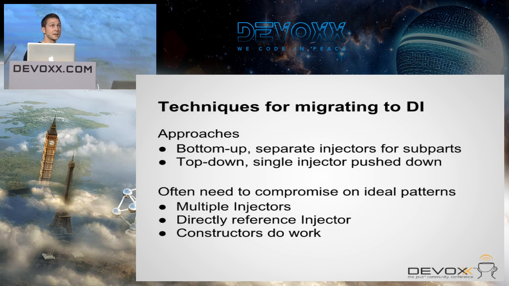Oftentimes, when you're trying to migrate to dependency injection, you need to compromise on a lot of these patterns that we discussed earlier. So if you're doing a bottom-up approach, you'll have multiple injectors, which generally you want to avoid. You might need to directly reference the injector, so pass it around through methods where it'd be difficult to inject directly. And you may have constructors that do work. But you can use some of the techniques we mentioned earlier, like checked providers, to tackle those.